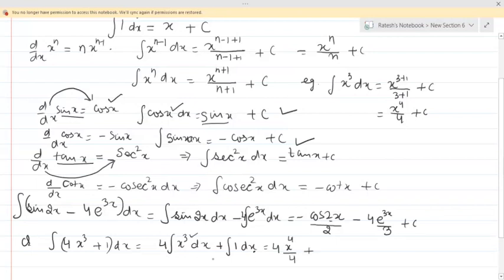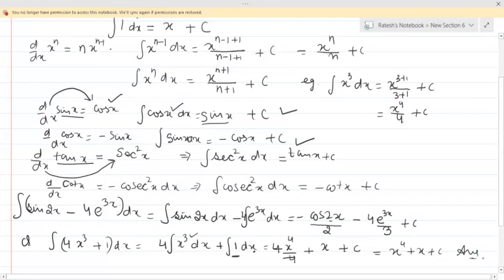And plus, now it is a constant. What is the integration of a constant? That is the variable. That is x plus c. 4 and 4 will be cancelled. And here you will have x raised to power 4 plus x plus c. It is your answer. That's it. Is it very simple now? You're getting each and every point of the question.